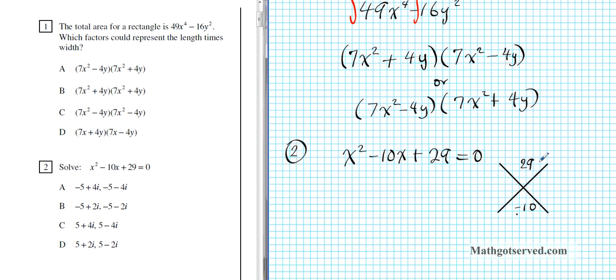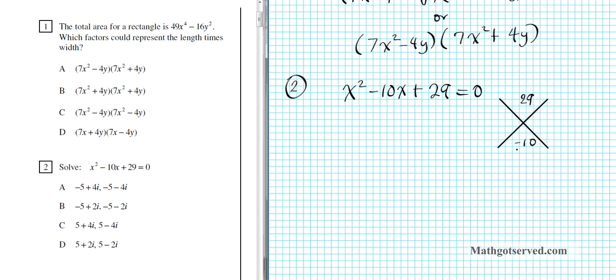What two numbers go into 29? Only 1 and 29, since 29 is prime. And no combination of 1 and 29 can yield 10. It can only get 30 or 28. So this is a prime expression. So we have to solve it using another method. We can either use the completing the square method or the quadratic formula. Let's go ahead and use completing the square.